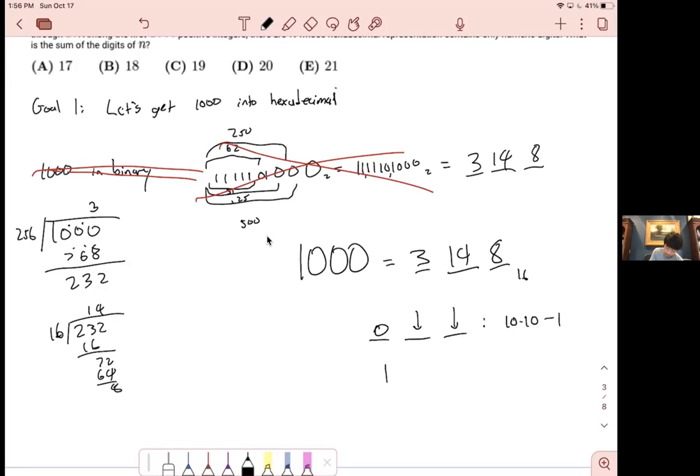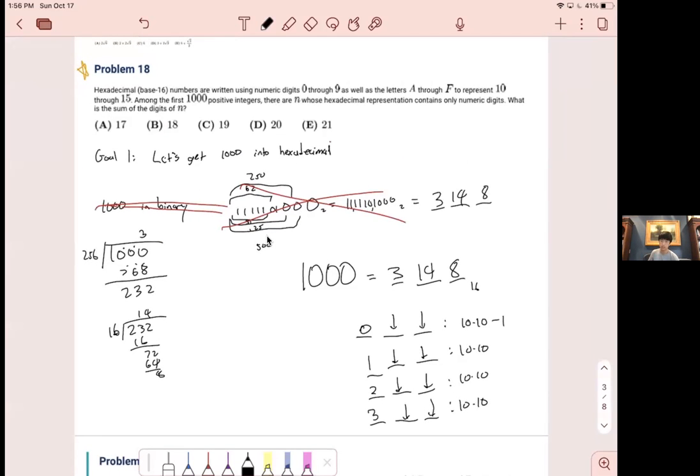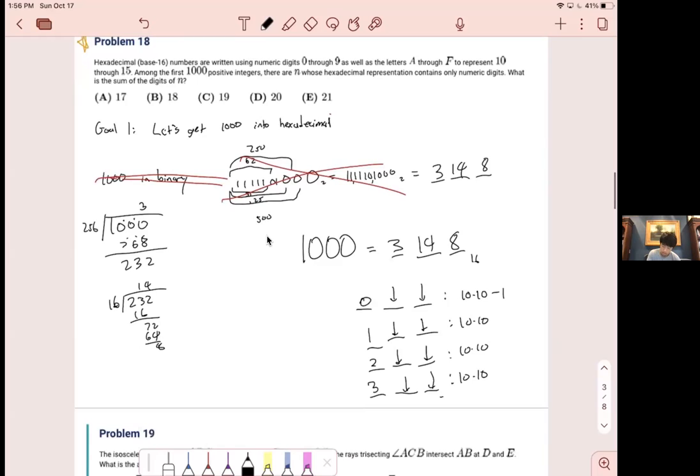And then if the leading digit is 1, then we can choose 2 numerics. If the leading digit is 2, we can choose 2 numerics. And if the leading digit is 3, we can choose 2 numerics, and we'll all still be under 3, 14, 8. And then taking the sum of this is 400 minus 1, which equals 399, which gives us 21.